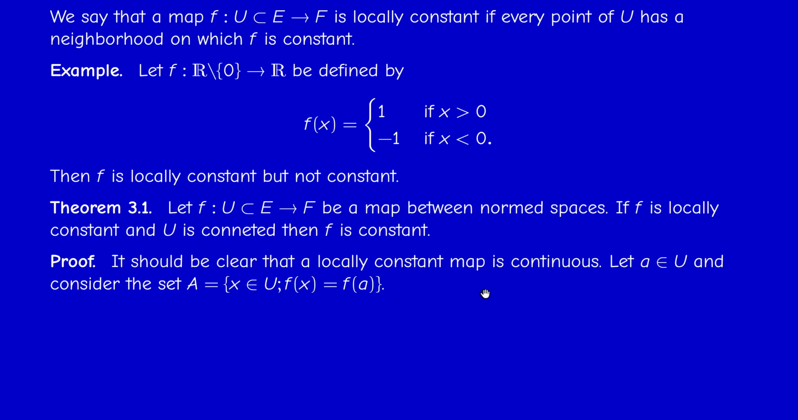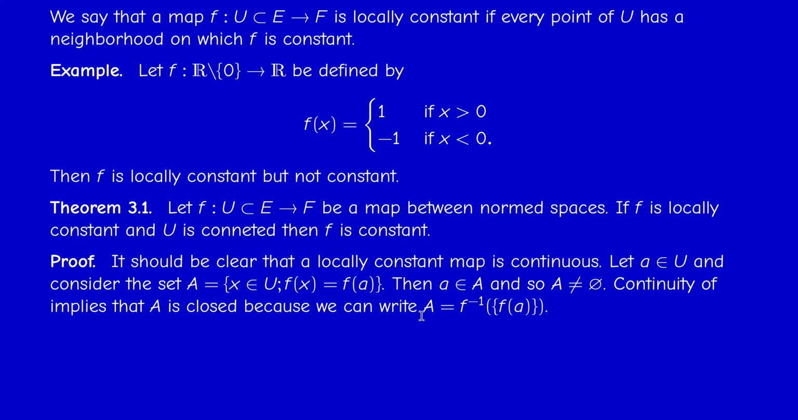Now, pick a point small a in U and consider the set capital A of all points in U whose image is equal to f of a. Then what can you say about this set A? First of all, it's not empty because it contains small a. Second thing, we can write A as the inverse image of the singleton {f(a)}. But in metric spaces, singletons are closed. So A is the inverse image of a closed set under a continuous map, so it's closed.